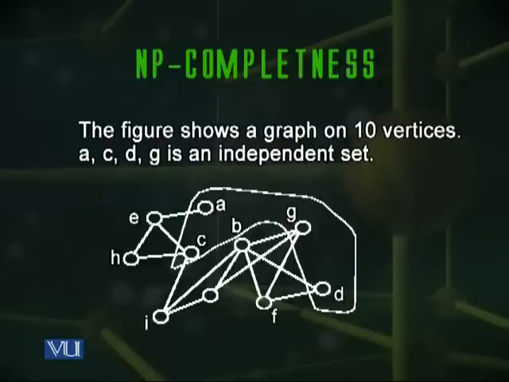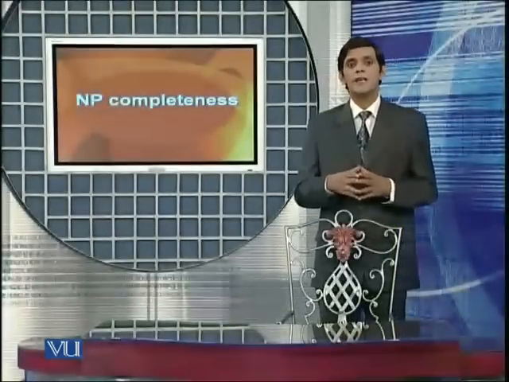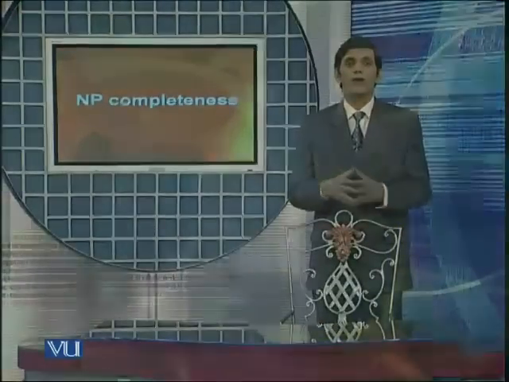And in this graph, if you look at this set of vertices, which is A, C, D, and G, then you realize that there is no edge from A to C, there is no edge from A to D, there is no edge from A to G. Similarly, there is no edge from C to D or C to G, and DG is also not an edge in the graph. So in this set, there are no edges, and therefore this set is an independent set. So in this graph, we saw an independent set, and this particular independent set consisted of 4 vertices.